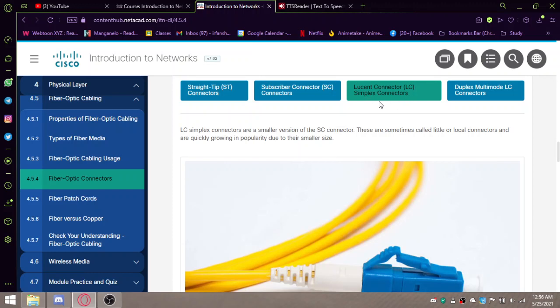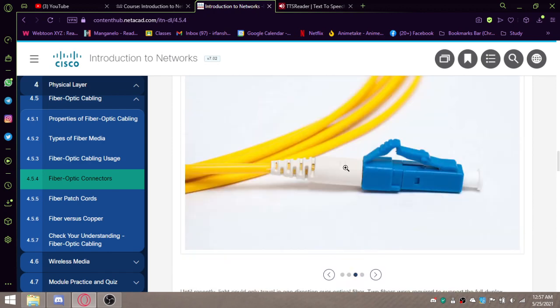And kita nampak ada simplex connector ataupun lucent connector, LC simplex connector. LC. Ini simplex, ni duplex. Okay. Simplex tu apa? Dia boleh one way lah. Okay. Dia sama ada receive ataupun dia send. So connector, a small version of SC connector. These are sometimes called local connectors and quickly grew in popularity due to smaller size.